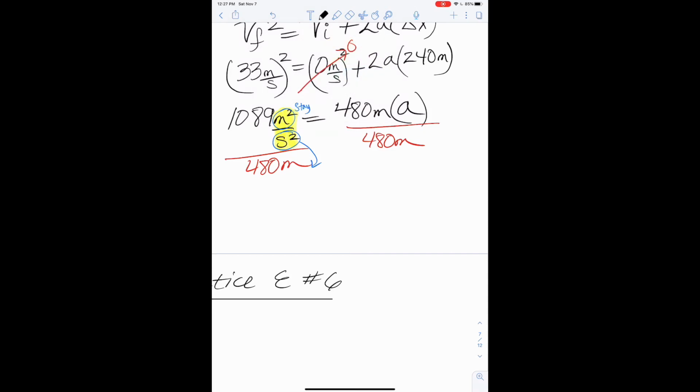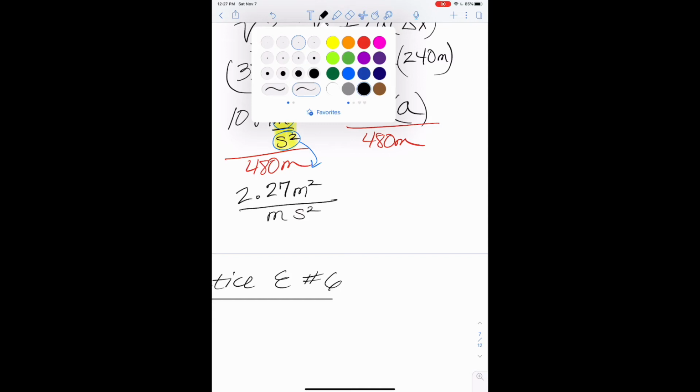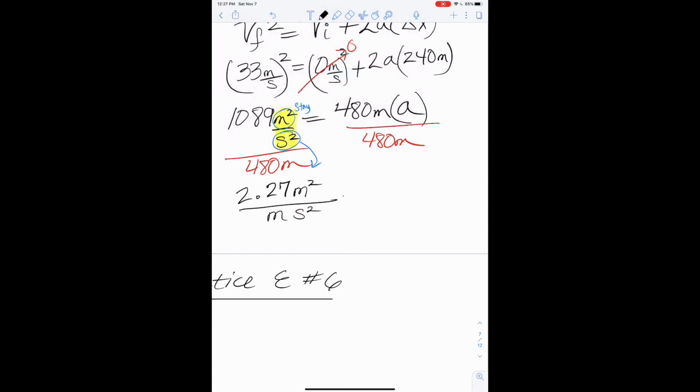So 1089 divided by 480. I'm going to use a calculator for that one. 2.268. So let's go 2.27. And we're saying that the meters squared stays. On the bottom, we already have a meters hanging out down here, but now we have our second squared down there. Let's finish writing this, and then we'll cancel some of those off.